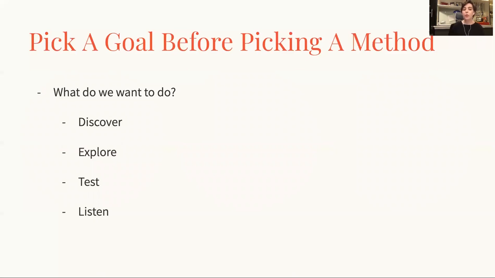So now that we know what we want to learn by figuring that out and defining that, and we've outlined our assumptions with collaborative assumption generation, we can decide how we want to go about our research. And first, we should pick a goal. And that's going to help us decide which research method we should go with. So the question here is, what do we want to do? Do we want to discover, explore, test, or listen? Let's talk about what each of these does.